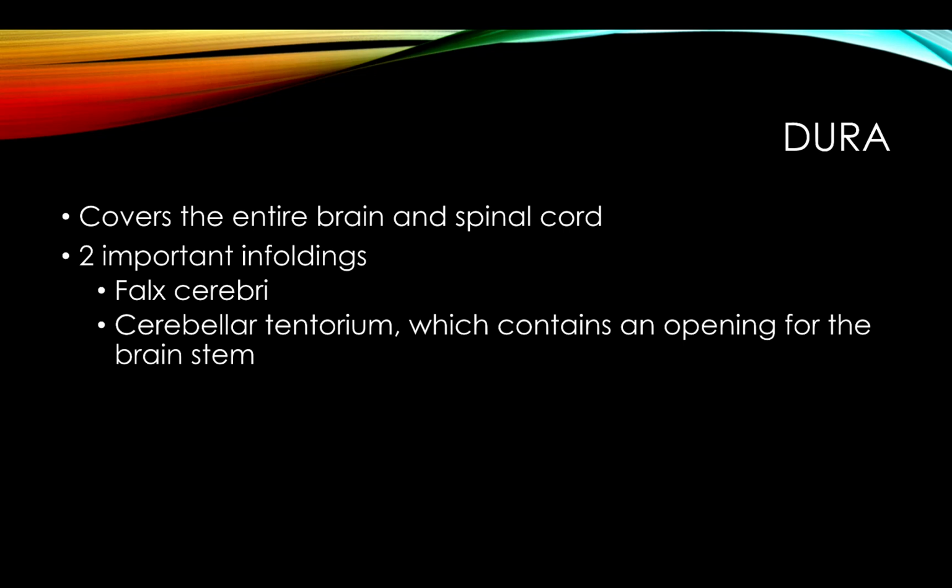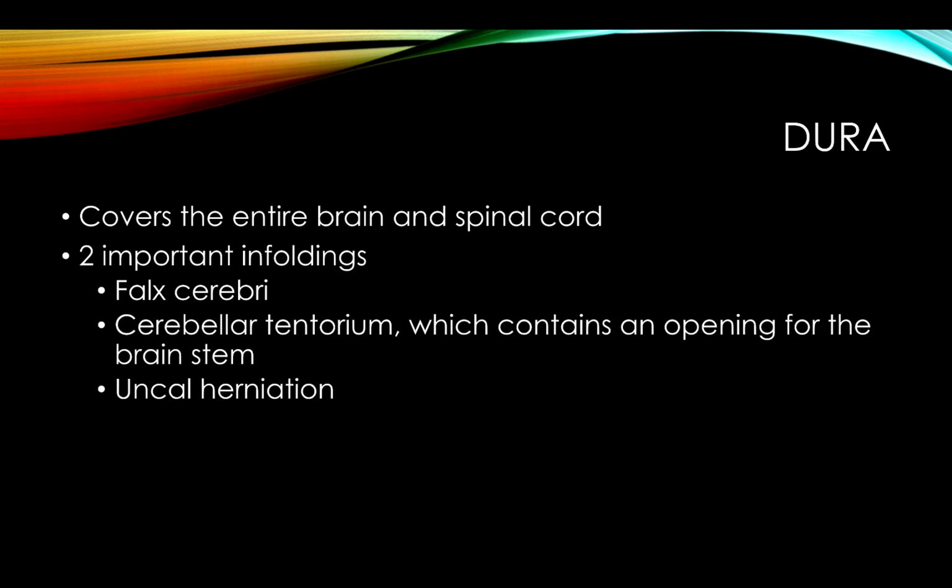All right, so the dura covers not just the brain, but also the spinal cord. And we've seen in lab the falx cerebri that separates the right and left hemisphere. And we also have the cerebellar tentorium, which separates the occipital lobe above and the cerebellum below. And also the temporal lobe kind of sits on that edge of the cerebellar tentorium. So below the cerebellar tentorium we have the cerebellum, but also an opening for the brainstem.